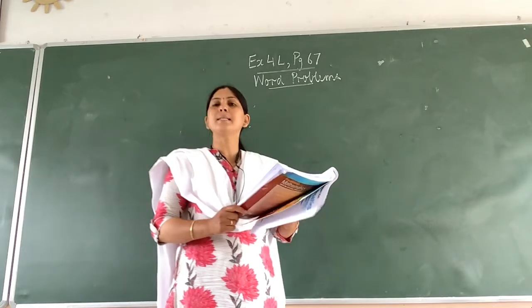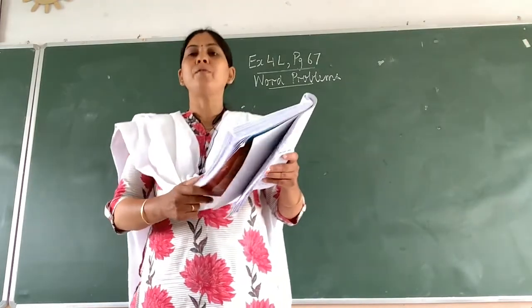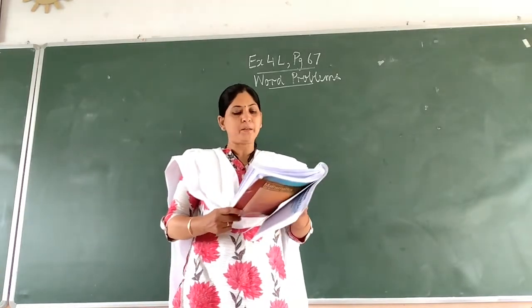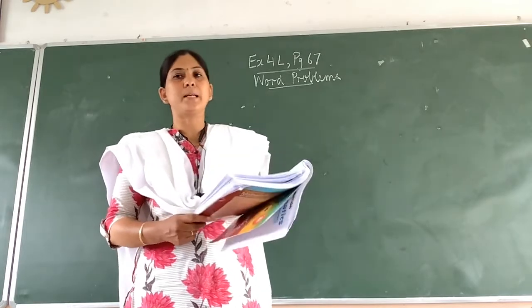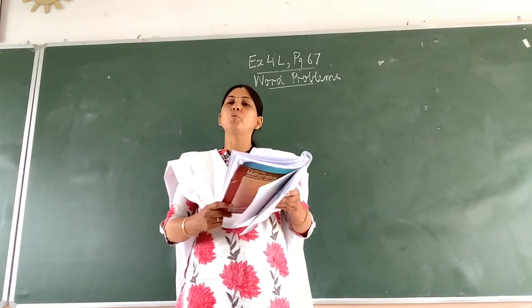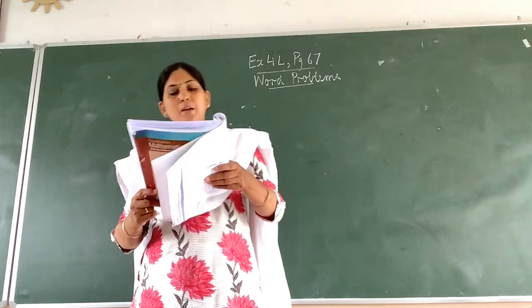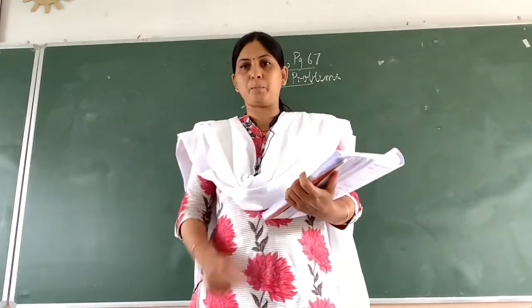Problem number 6 and 7 I have left because they are related to lessons perimeter and area. We will be doing these problems when we do lesson perimeter and area later. So which word problems will we do today? 1, 2, 3, 4, 5 and 8. Now let's start with the first word problem.